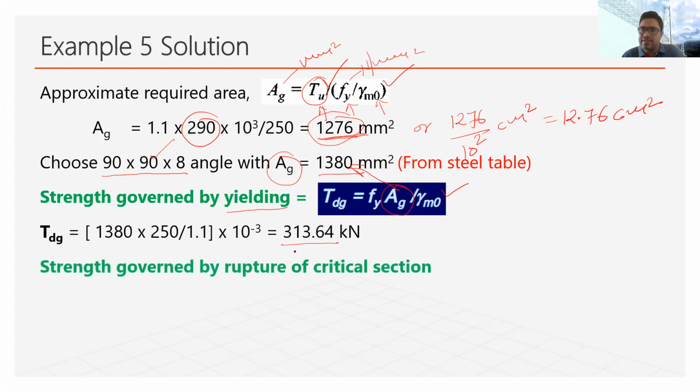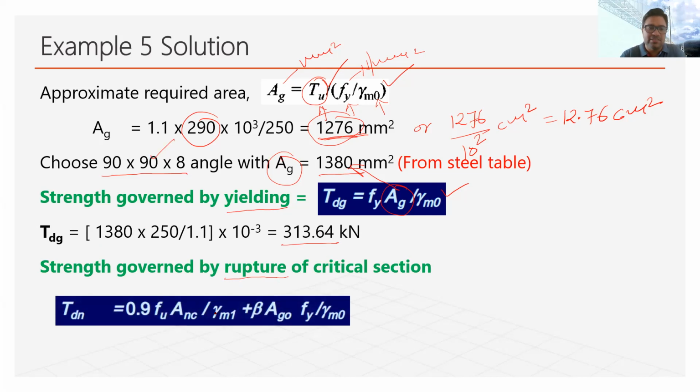Then the next aspect to find out the strength of section is the rupture. Then we will find out the rupture strength of the plate, I mean the angle section. In this case, the rupture strength is calculated by this formula. We have already seen this formula in other examples also. So in this case, we will find out the rupture strength.